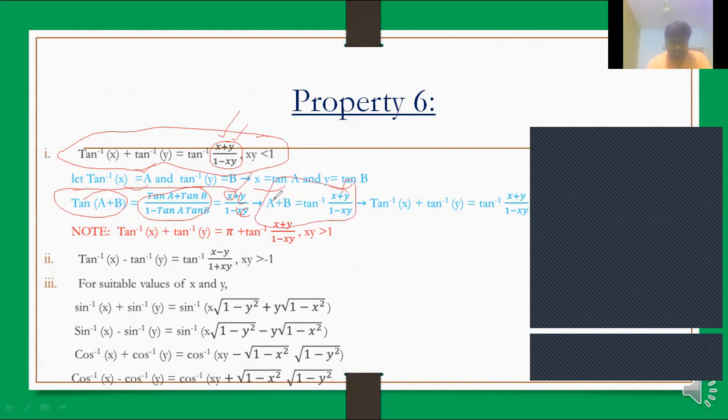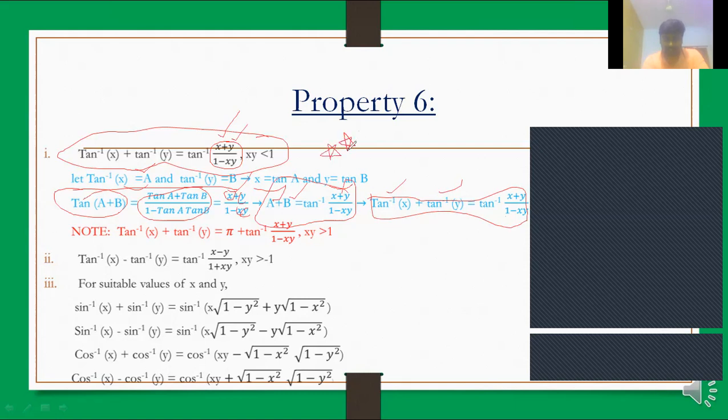But what is A, what is B? So substitute in the left hand side. What is A? Tan inverse of x we took initially. What is B? Tan inverse of y. Okay, so finally this is proved. Clear? So this is an important formula. In most of the questions we will use this formula only. So this is very, very important.